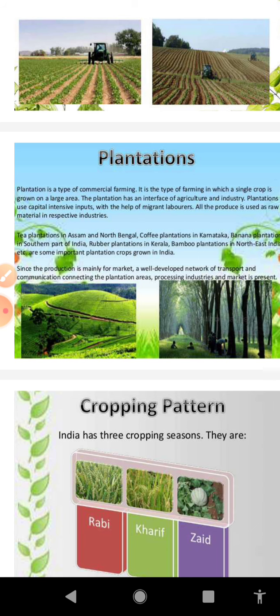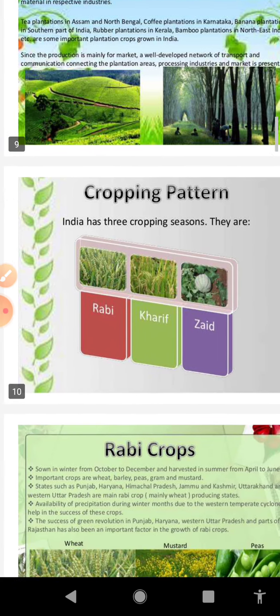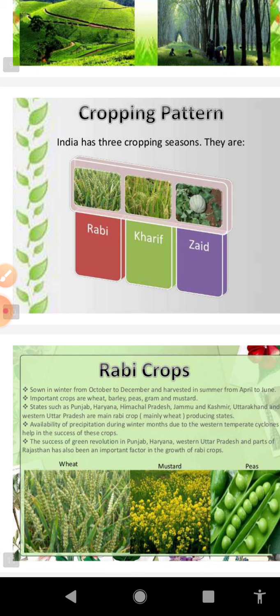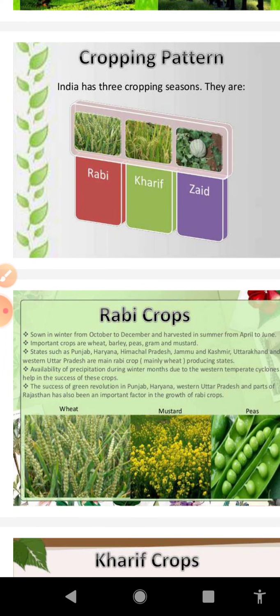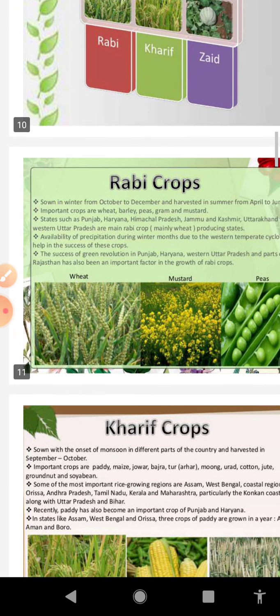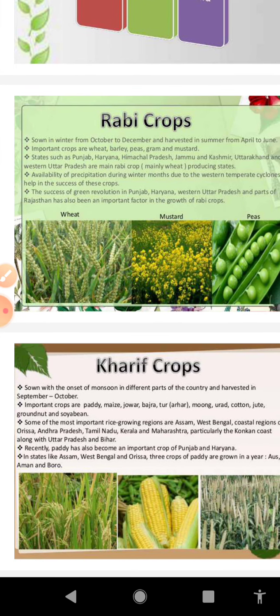Now we will discuss the cropping pattern. With regard to the cropping pattern or the cropping season, all of you know what we have discussed about the physical factors and the economic factors. Due to all these factors, in India we have 3 cropping seasons: Rabi, Kharif and Zaid. These are the 3 cropping patterns or seasons in our country.